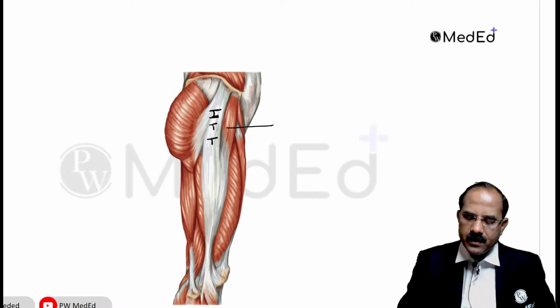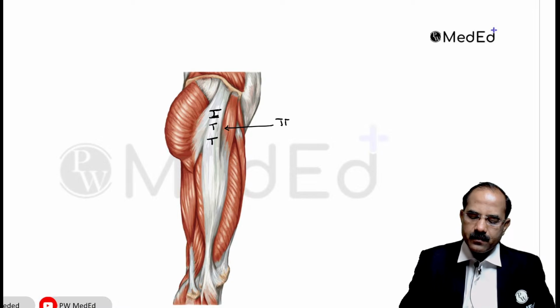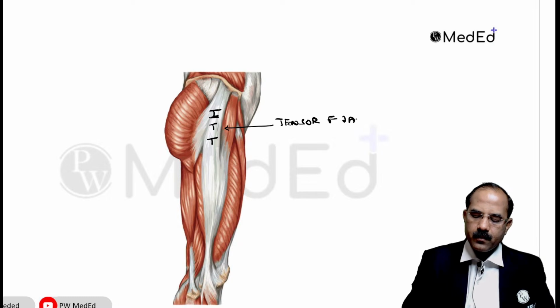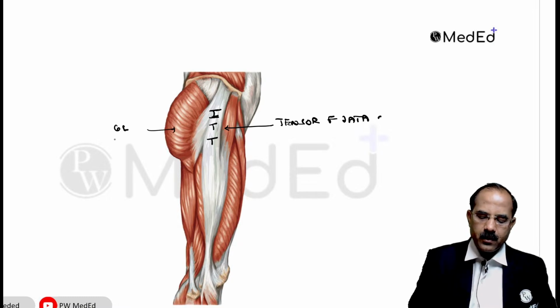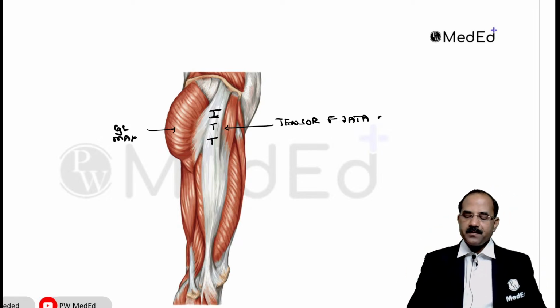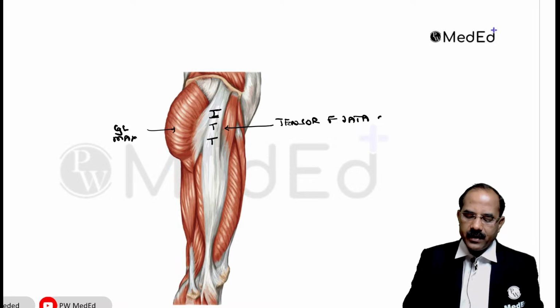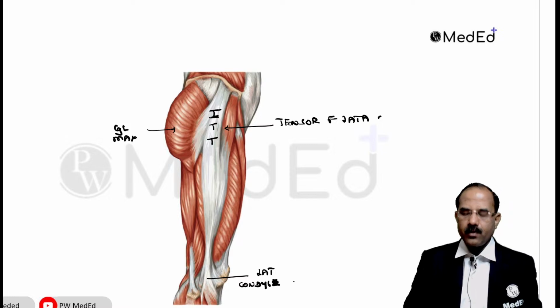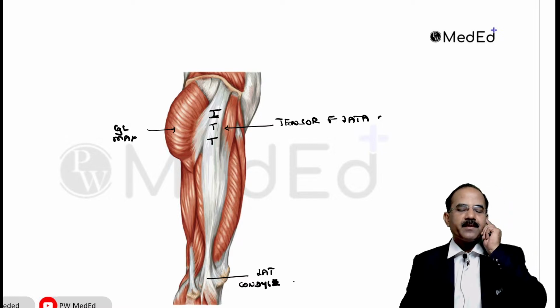What is this muscle here? That's the tensor fascia lata. And what is this muscle here? Gluteus maximus. And here, where is this iliotibial tract attached to? That's the lateral condyle of tibia. Perfect.